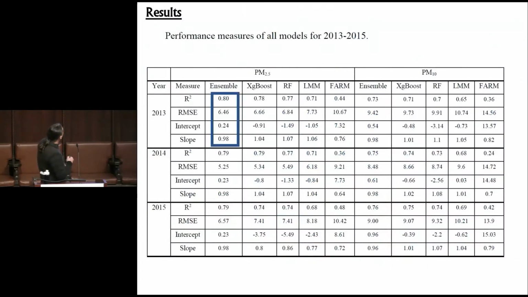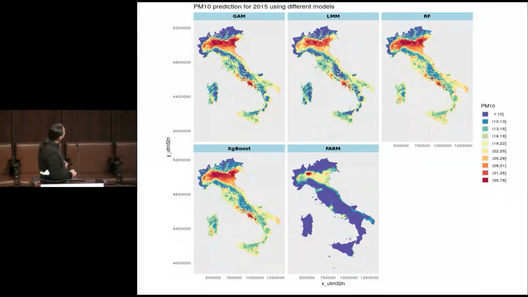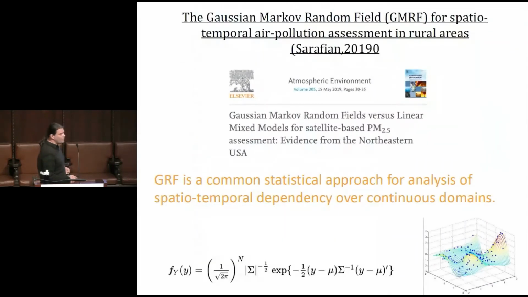And indeed, looking at the ensembling approach, we see that we improve upon every single model individually, both in terms of the overall R-square, the root mean square prediction error, and the spatial and temporal performance. These are the maps of the different models: the GAM, the mixed effect model, the random forest, the XGBoost, and the CTM model. And you can see why we don't really believe in these CTM models and why we kind of model ourselves. You can see the CTM model doesn't perform as well.